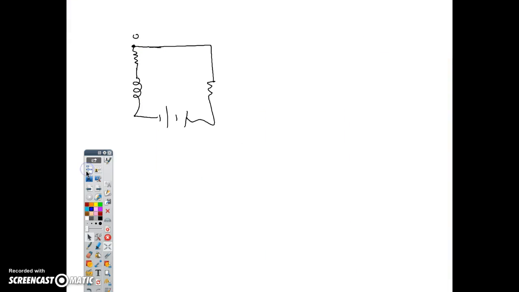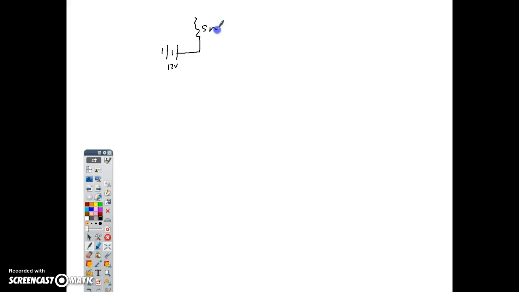Other ones. I've got a battery here. It's 12 volts. I've got a resistor over here. That's 5 ohms. It comes back over here and then does something called a Wheatstone bridge. 10 ohms. Wheatstone bridge. Don't worry about it. You don't need to know. Do not put that in your permanent memory.